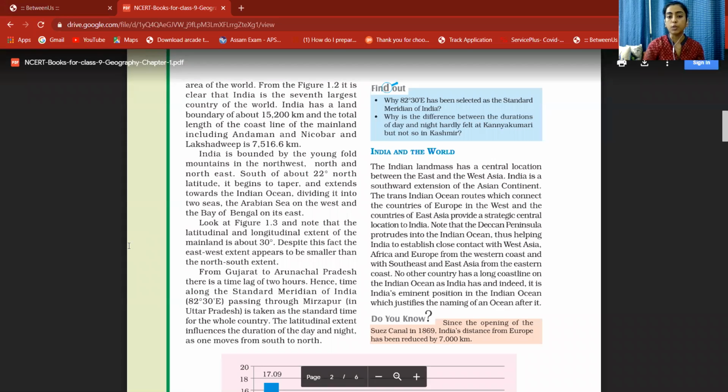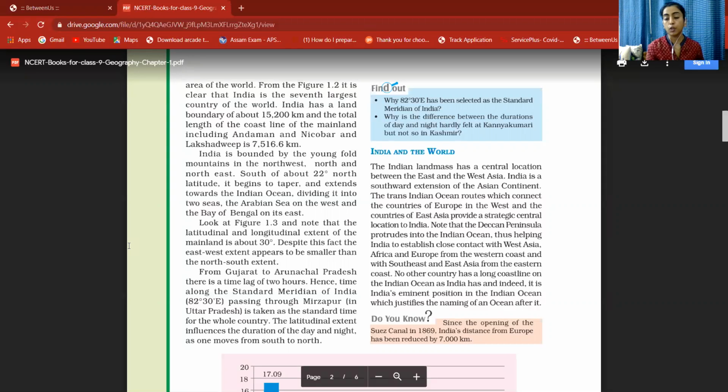Then, from Gujarat to Arunachal Pradesh, there's a time lag of 2 hours. I think you might have known this before, or this might also be new to you. Being in the same country, there is a time lag. Arunachal Pradesh is 2 hours earlier than Gujarat.